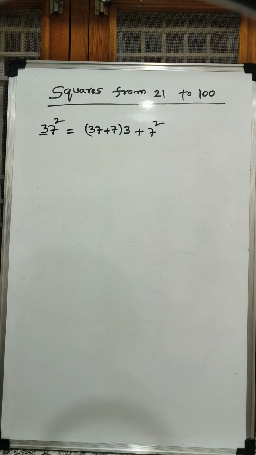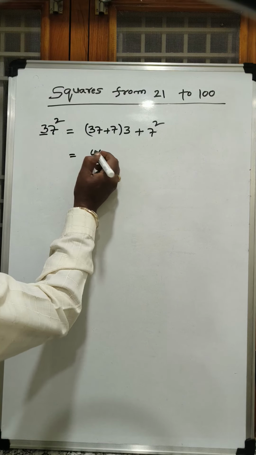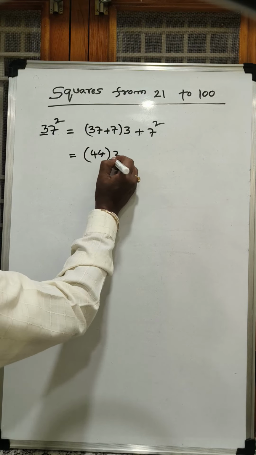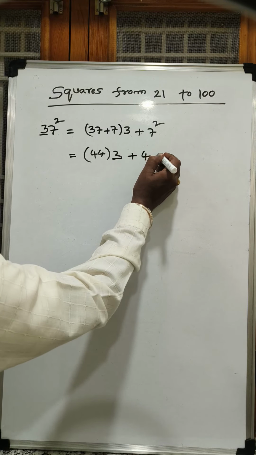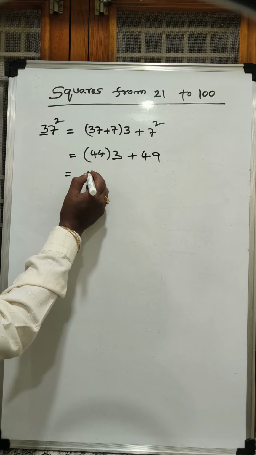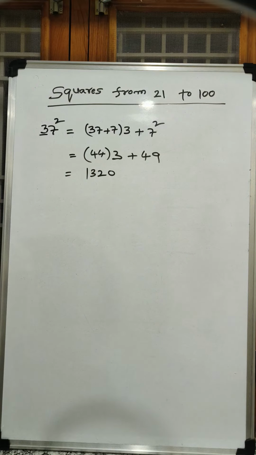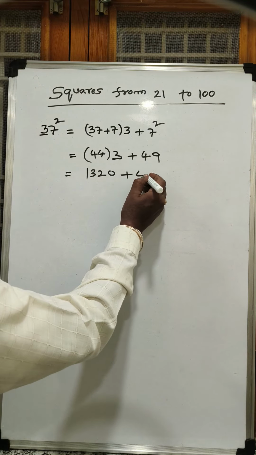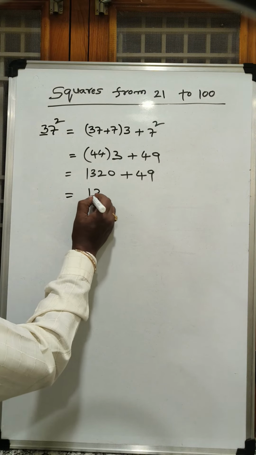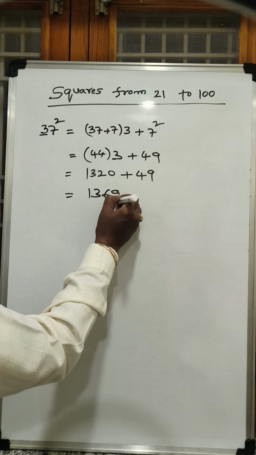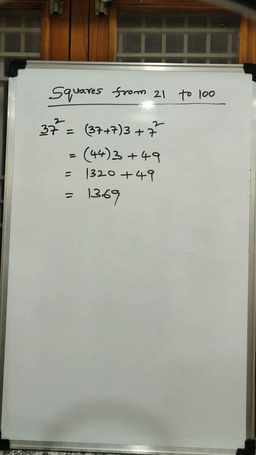7 square, that is equal to 37 plus 7, 44, into 3 times, plus 7 sevens are 49. 44 threes are 132. You put 0 and then plus 49. So 1320 plus 49 is 1369. So it is the square of 37.